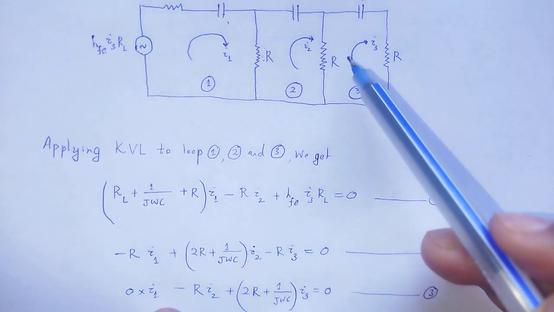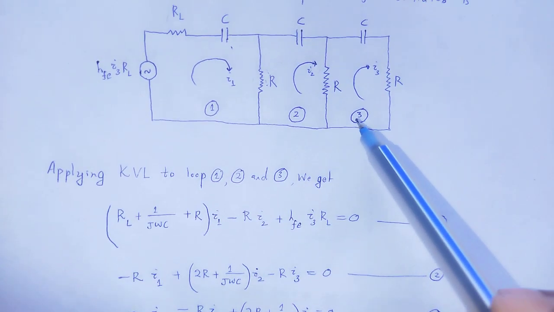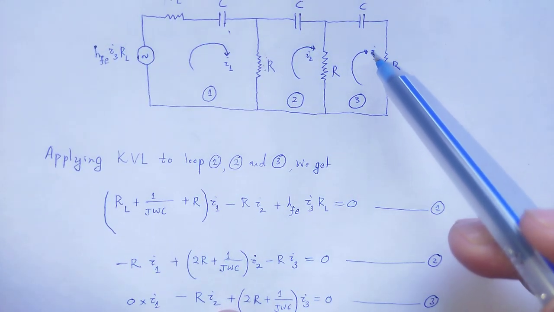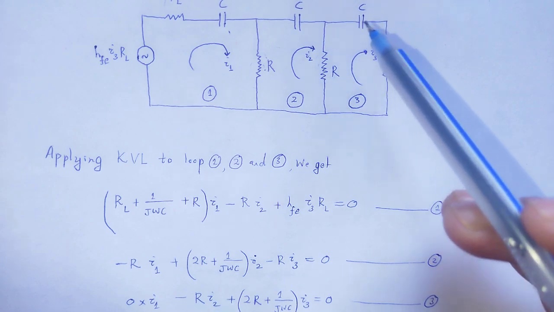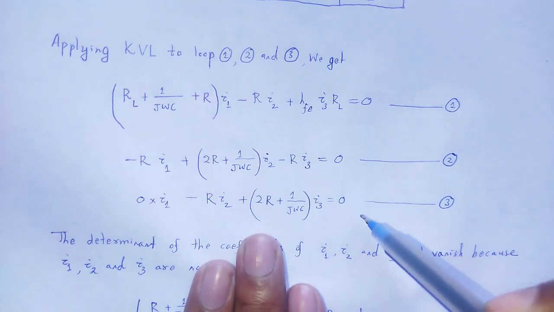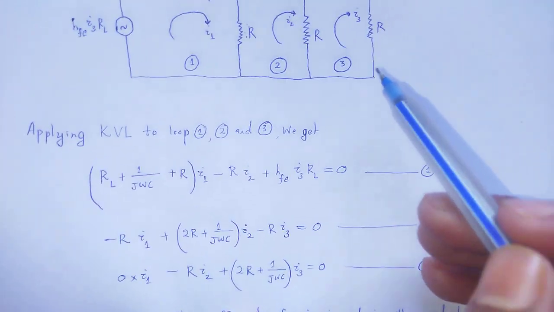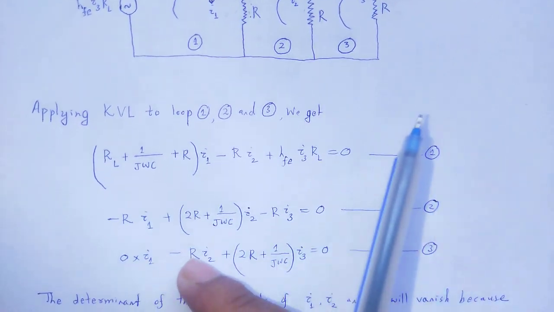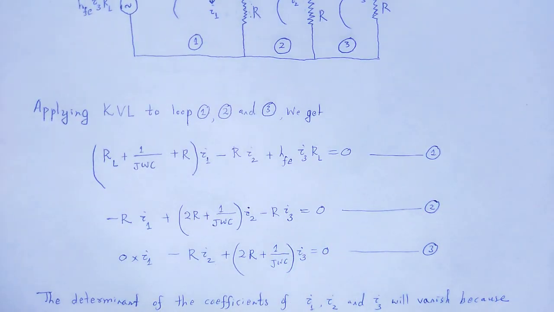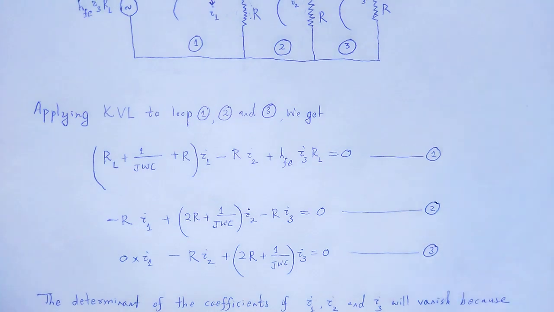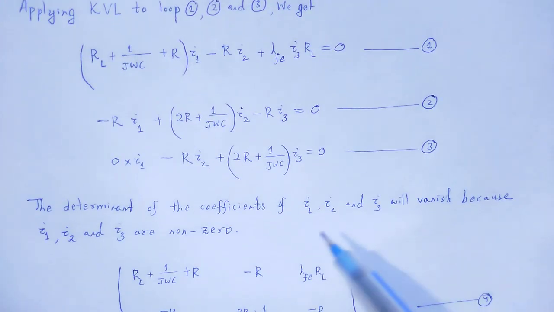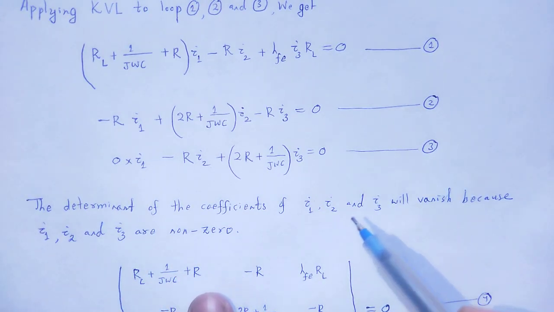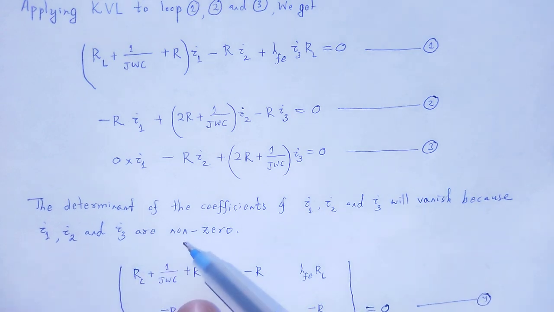Here the I1 factor is 0, the I2 drop across R is minus R I2. Next, the I3 drop across R and C is 2R plus 1 by j omega C times I3. Now KVL is applied to loop number 3. Kirchhoff's voltage law has been applied in loop number 1, loop number 2 and loop number 3. Looking at these three equations, the determinant of the coefficients of I1, I2 and I3 will vanish, because these three currents are non-zero.